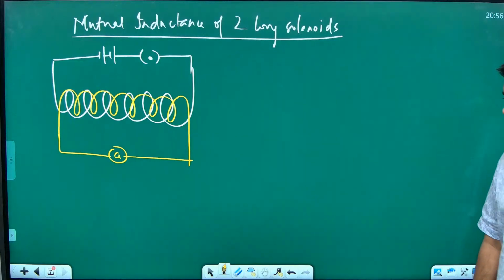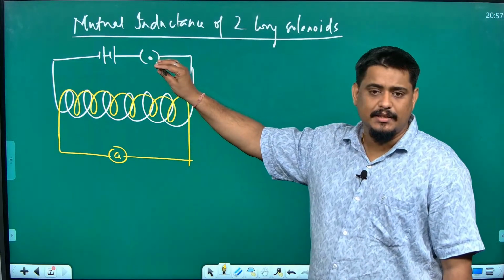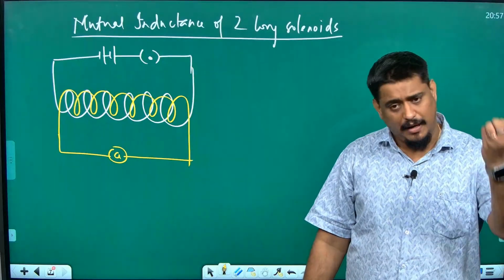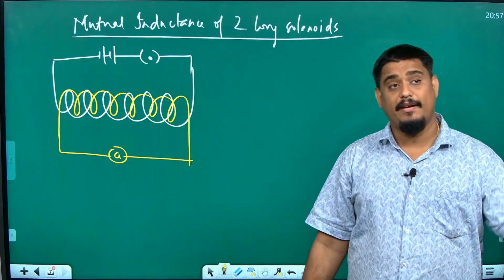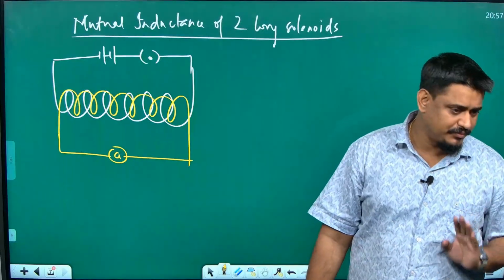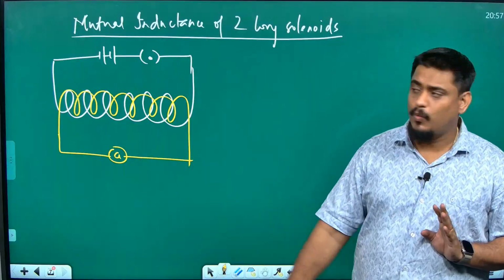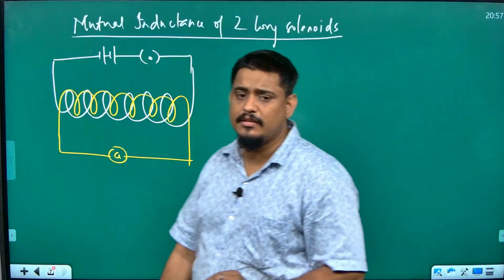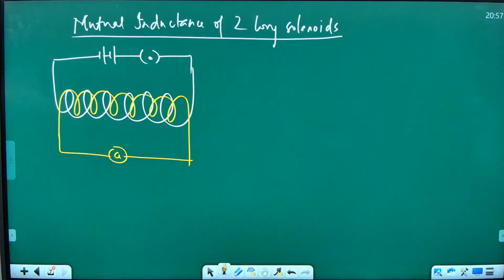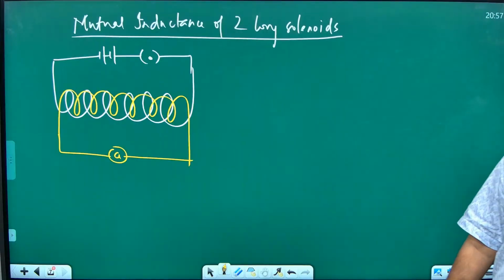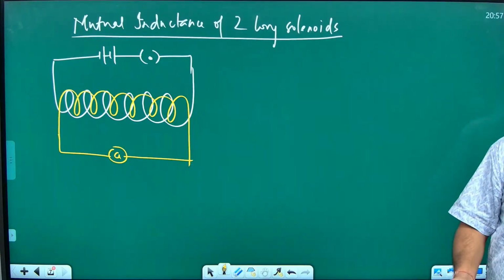So what I'm going to do, I am going to on the key, current will flow in the coil, current will change from 0 to maximum, magnetic field will change from 0 to maximum, magnetic flux will change from 0 to maximum, and there will be an induced EMF in the secondary coil. When I turn off the current, then there will be a change in current from maximum to 0, the magnetic field will change from maximum to 0, the magnetic flux will change from maximum to 0, and there will be an induced EMF. Right? I hope you are understanding my point.